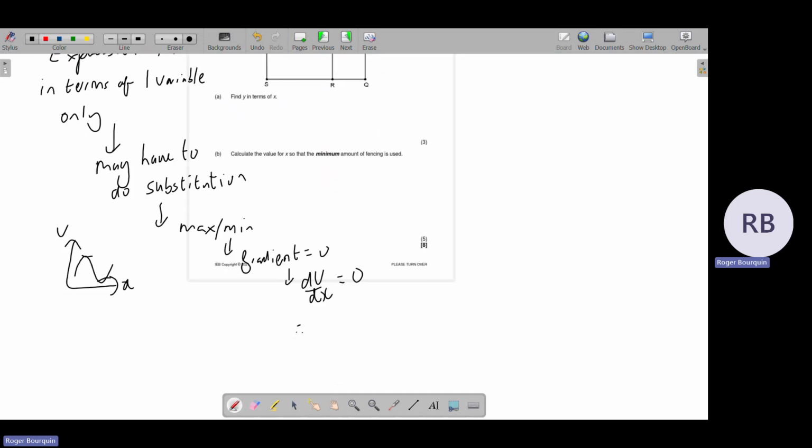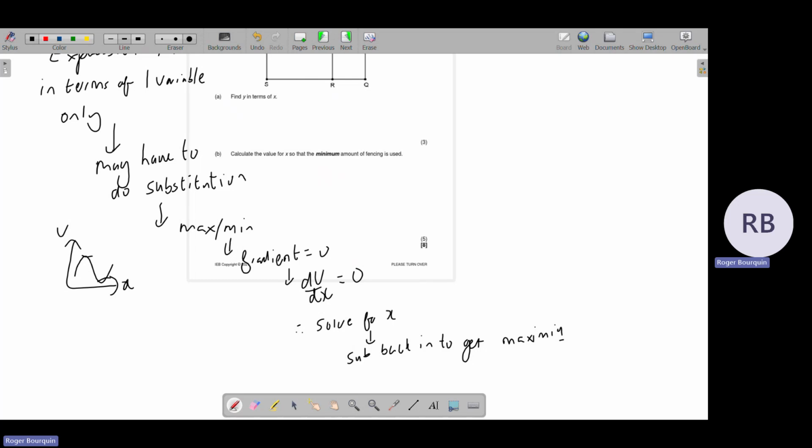Then you're going to solve for x, usually, and substitute back in to get whatever you're trying to maximize. Does that make sense? Often they break up the question, so that they give you the equation early on in the paper, for example, "show that the area is equal to that," so that you can use it for the next part.